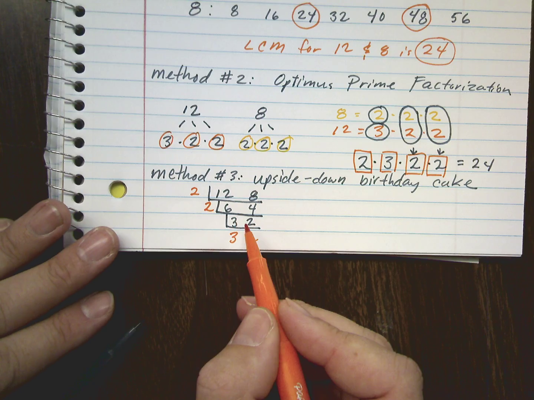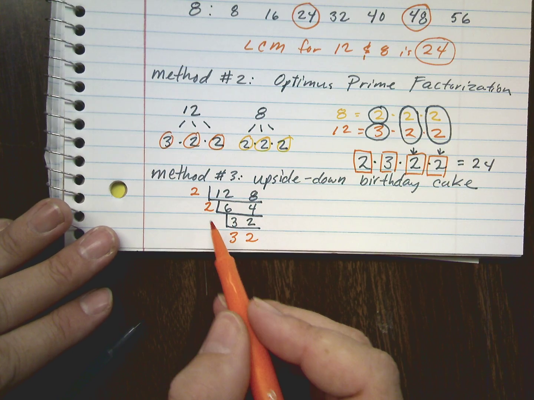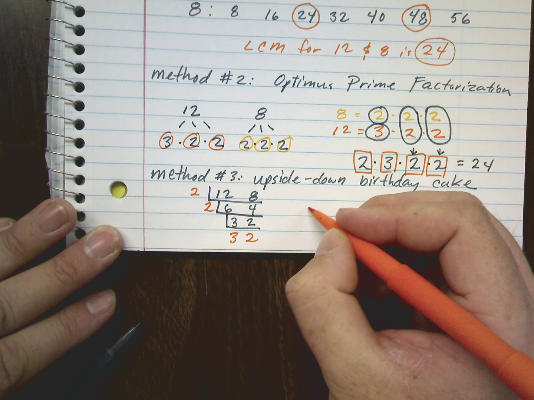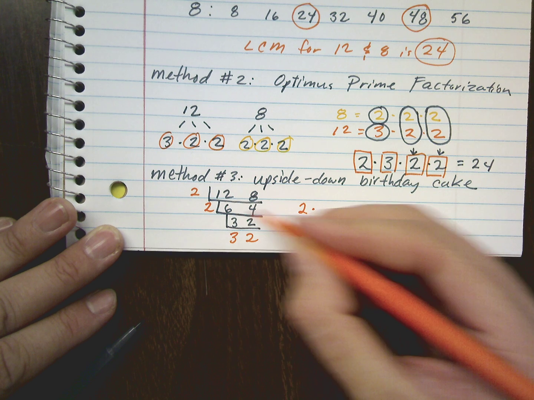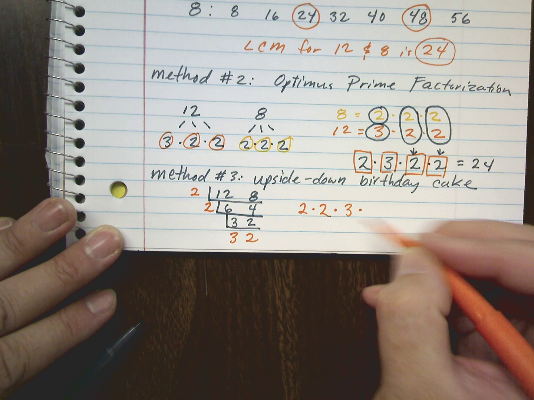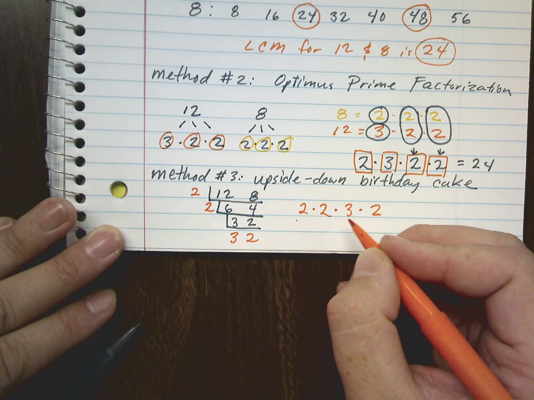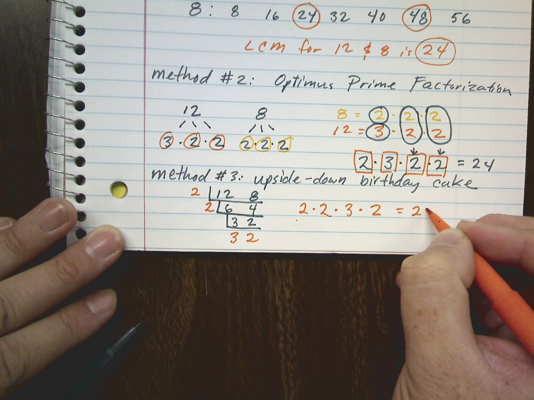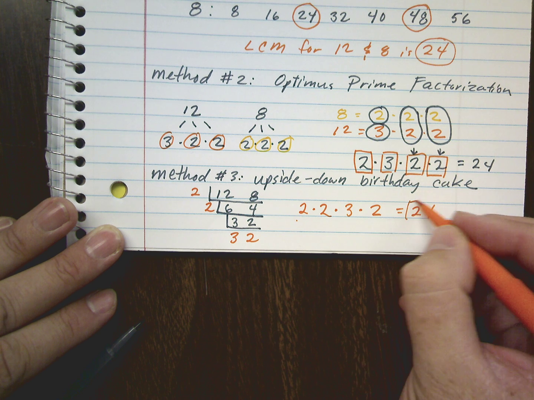So all I do with the upside down birthday cake method is I take the numbers that I factored out and my leftover numbers, the 3 and the 2, and then I multiply them together. So 2, this 2, and then this 2 right here, times a 3 times a 2. And 2 times 2 is 4, and 4 times 3 is 12, and 12 times 2, hey, guess what? I have 24, and 24 is my LCM.